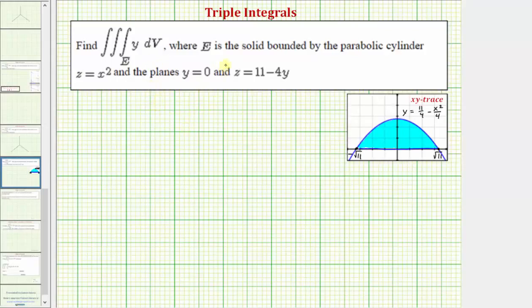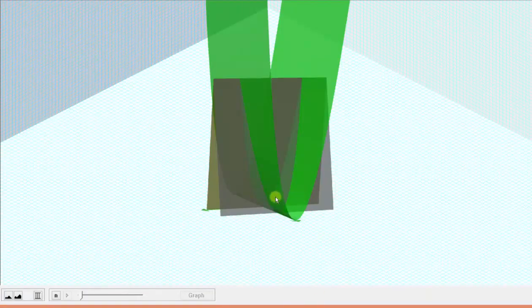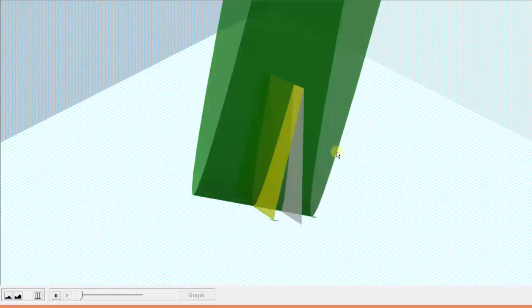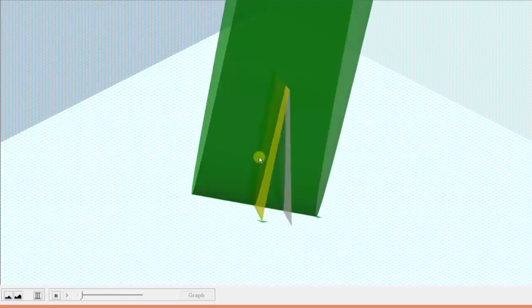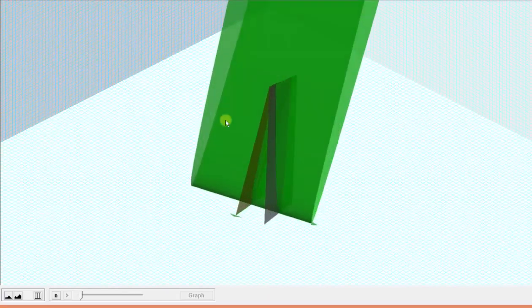Let's first look at the solid region E in space. The region of integration is the region bounded by the cylinder z equals x squared graphed here in green, and the plane z equals 11 minus 4y graphed here in gray, as well as the plane y equals 0 graphed here in yellow. So notice how the solid region is going to be this region here, where it's bounded below by the cylinder z equals x squared, and above by the plane z equals 11 minus 4y.